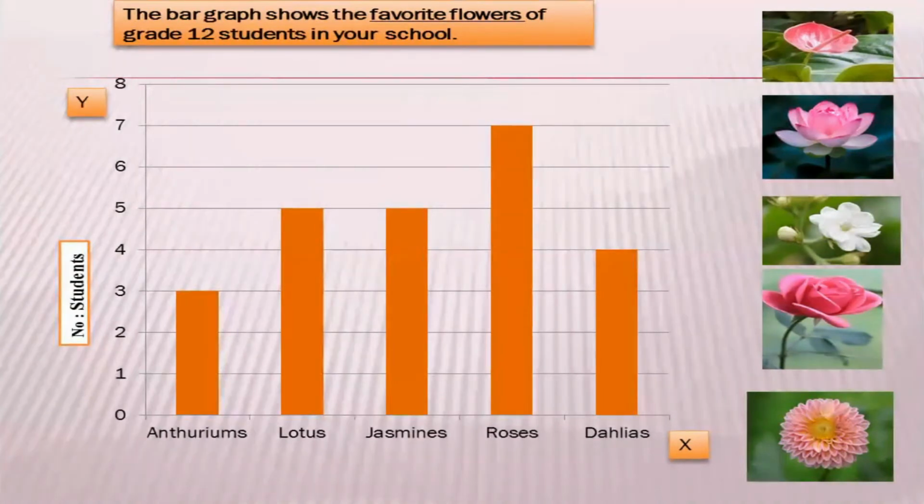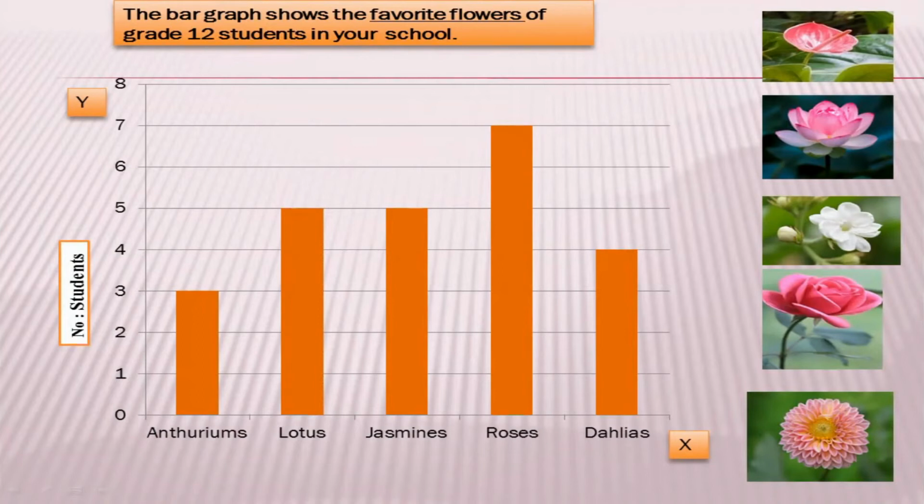Again, a bar graph. The bar graph shows the favorite flowers of grade 12 students in your schools. There are various kinds of flowers. And can you tell me, what about the y-axis? Yes, it shows number of students. The x-axis? Yes, it shows the favorite flowers. What is the most favorite flower? Yes, rose. What is the least popular flower? Yes, that's anthurium. Then which flowers are equally popular? Yes, lotus and jasmine. Okay, shall we move to the next part?